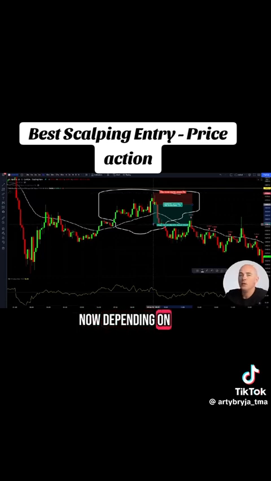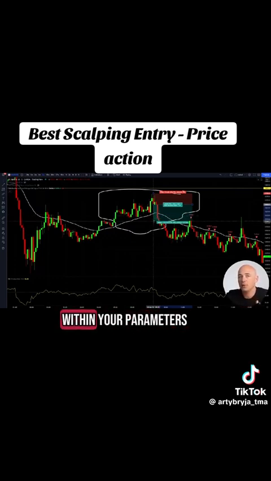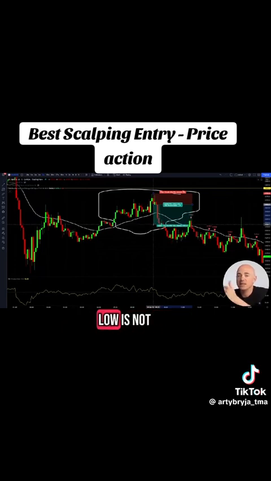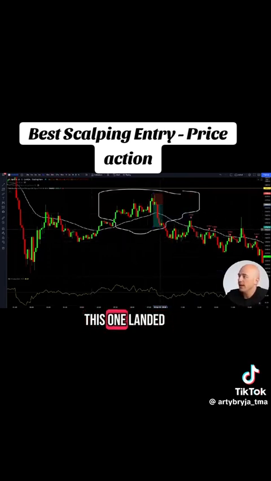Now, depending on what your strategy is, whether you're targeting the previous swing low or a 1-to-2 risk to reward ratio or 20 pips, if the trade does not fall within your parameters, if that swing low is not more than 20 pips, you don't take the trade. If you don't get a 1-to-2 risk to reward ratio on that swing low, you don't take the trade. But if you can get a 1-to-2 or the swing low is below that, take the trade and just let it play out. This one landed your 1-to-2 risk to reward in 25 minutes.